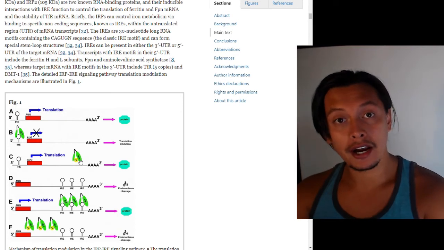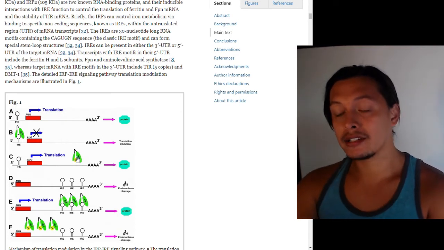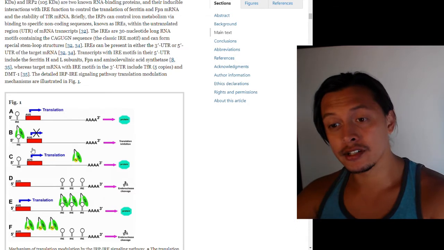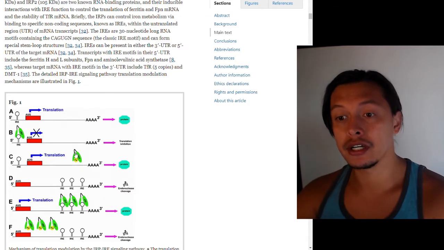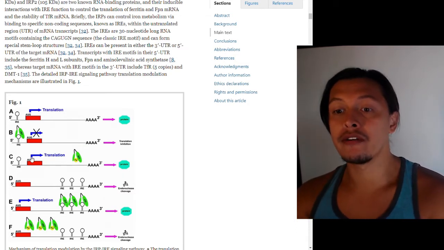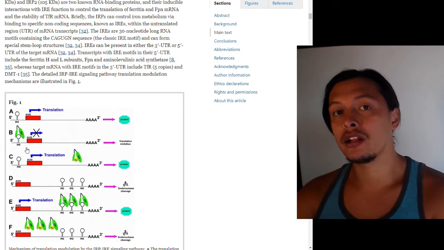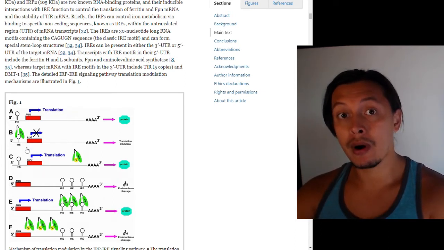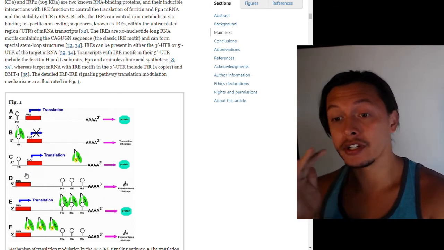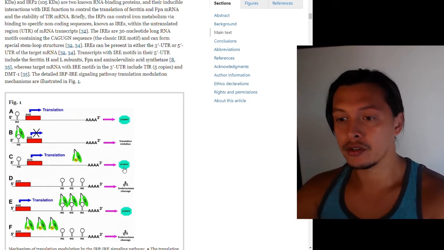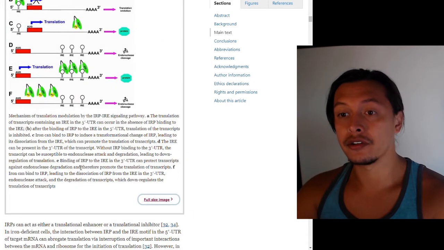But if there is iron, or if you're in an iron replete state, this causes the dissociation of the iron response protein or iron regulatory protein, which then frees up the 5' end, which allows the ribosome and the other machinery, the promoter related machinery, to do its function. So then you get a protein in this particular case.